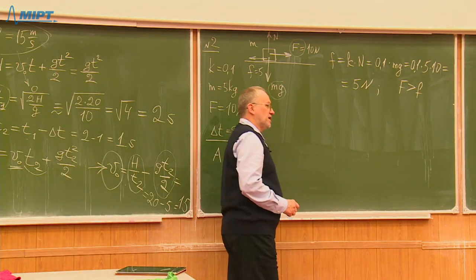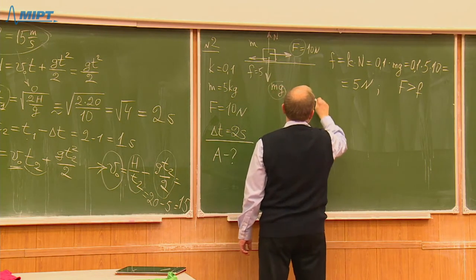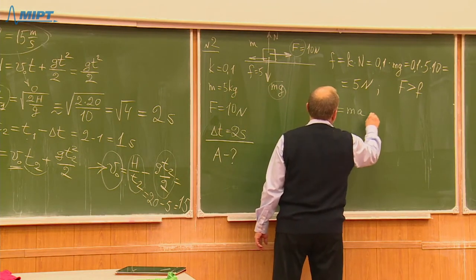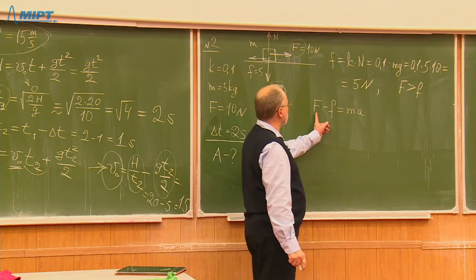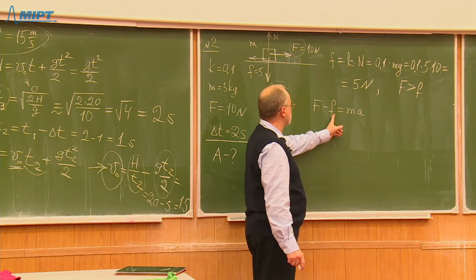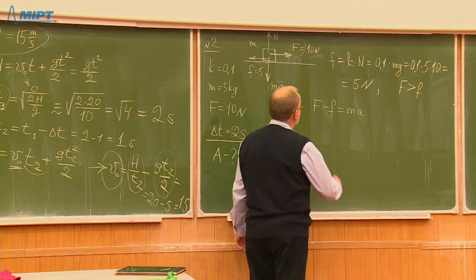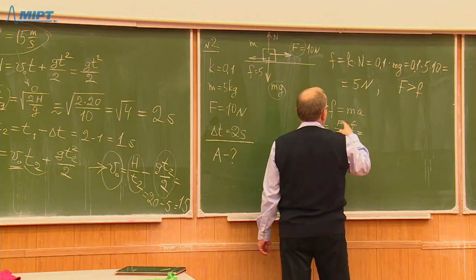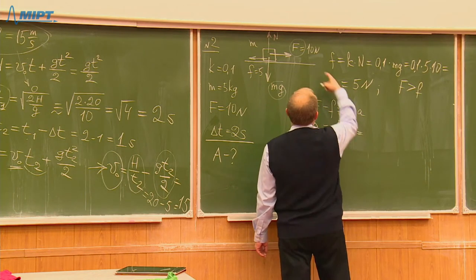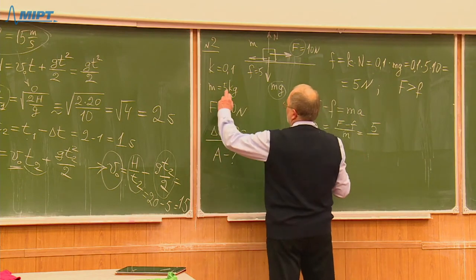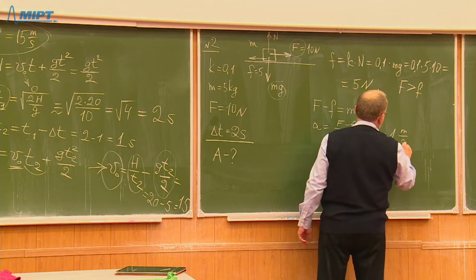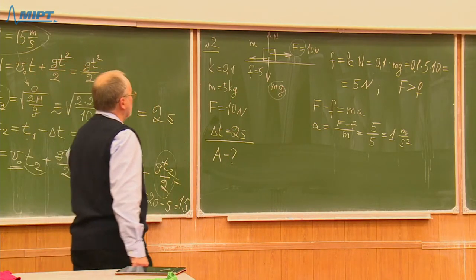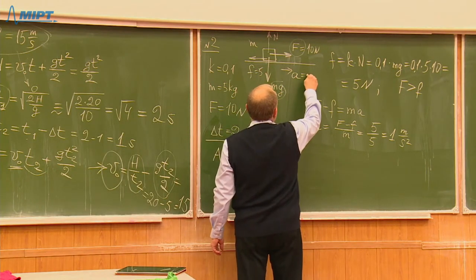Because according to Newton's second law, the total force acting on the bar in horizontal direction, that is external force capital F minus the force of friction, will be given as the mass of the bar times its acceleration. So if the external force is larger than the force of friction, then there will be some positive acceleration. And we can easily determine the acceleration from this equation. That will be the external force minus force of friction, 10 minus 5, so 5 newtons divided by 5 kilograms. That will be 1 meter per second squared. That is the acceleration in the international system of units. So the bar will move to the right with the acceleration a of 1 meter per second squared.